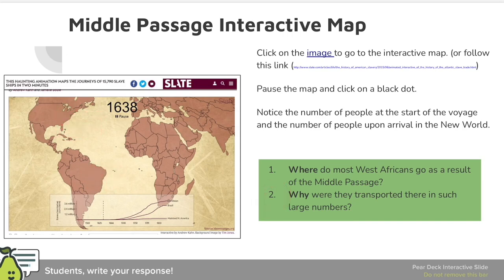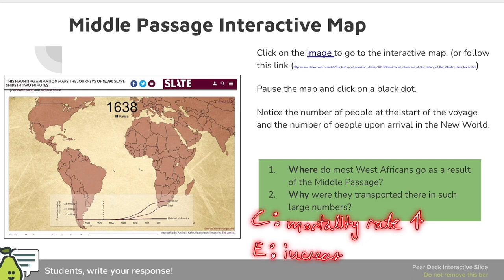Now, question 2. Why were Western Africans transported to the New World in such large numbers? Why didn't the Portuguese just bring over a set number of people from Africa? Why did they keep going back to Africa for more people? Exactly right. The death rate of the Middle Passage was so high. We see up to 50% of the population dying in the Middle Passage.